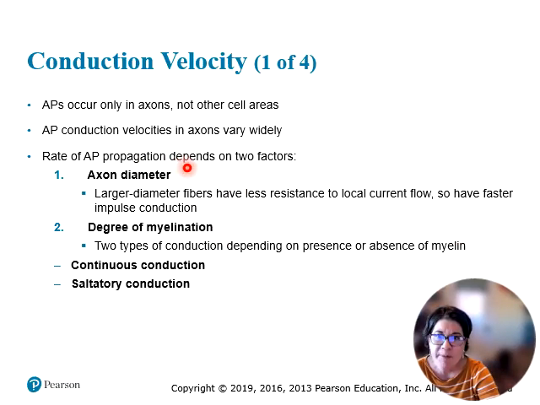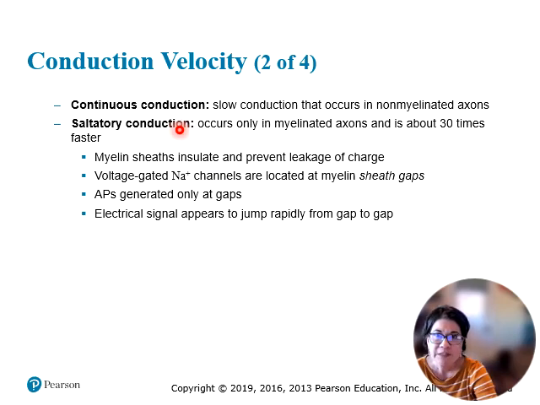Okay, so rate of propagation depends on the axon diameter. If it's large diameter, it has less resistance. Degree of myelination, we learned about that in the last chapter. So how much myelin is on the outside. If there's more myelin, it's going to conduct the nerve impulse better because it's like an insulator. And then you can have continuous or saltatory conduction. So continuous is slow. These are non-myelinated, and they're just continuously getting this impulse. And then saltatory is only in myelinated, and it's a lot faster.